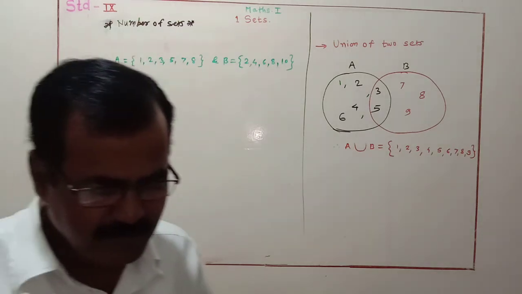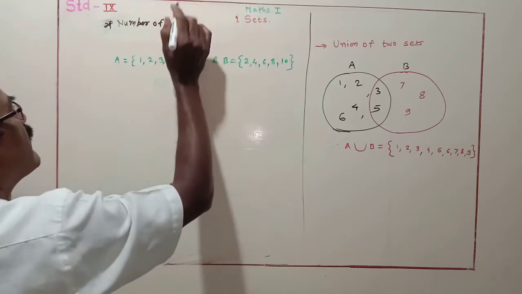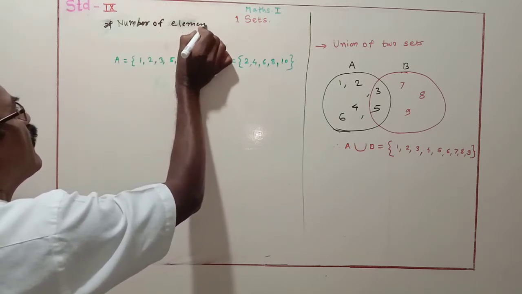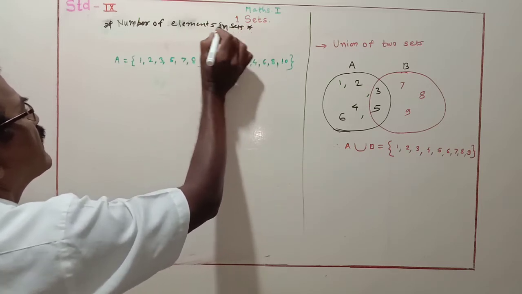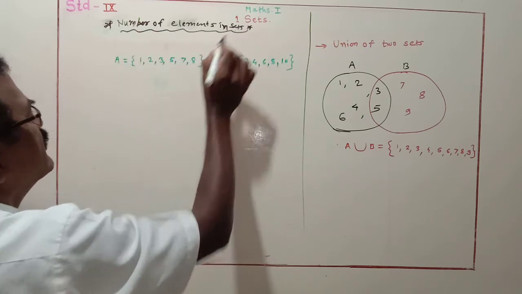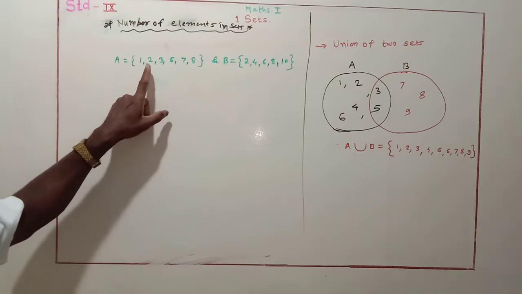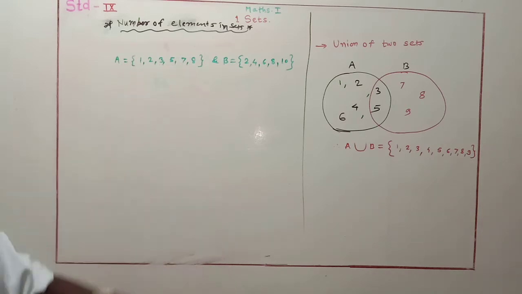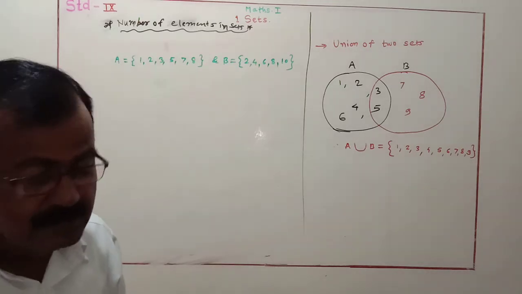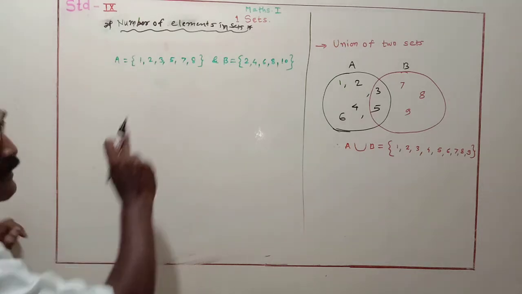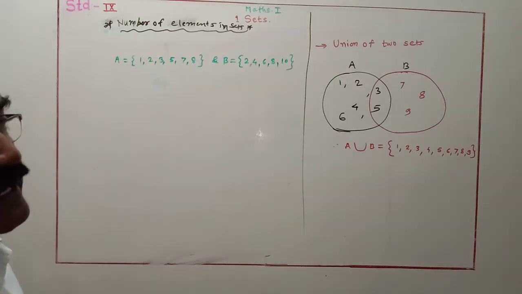Number of elements in sets. Suppose there are two sets. A is equal to {1, 2, 3, 4, 5, 6} and B is {1, 2, 3, 5, 7, 8}. In these sets there are 6 and 5 elements given.